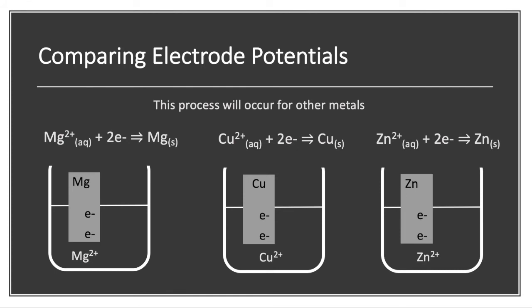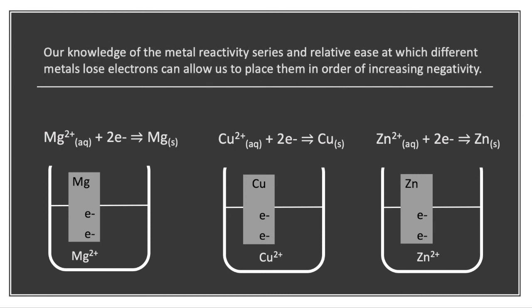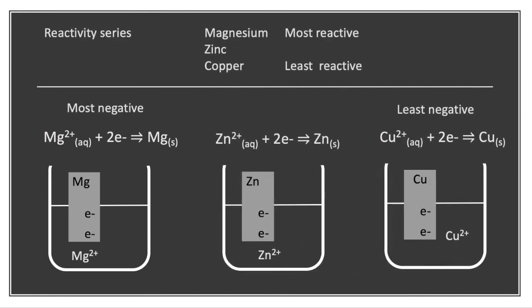And we can think about this in terms of equilibria. So, the magnesium equilibrium compared to copper and zinc will be the one furthest to the left, and therefore that will have the highest negative charge. That will be followed by zinc 2+, and finally copper 2+. So that's our final order, with our most negative being the magnesium and our least negative being copper.